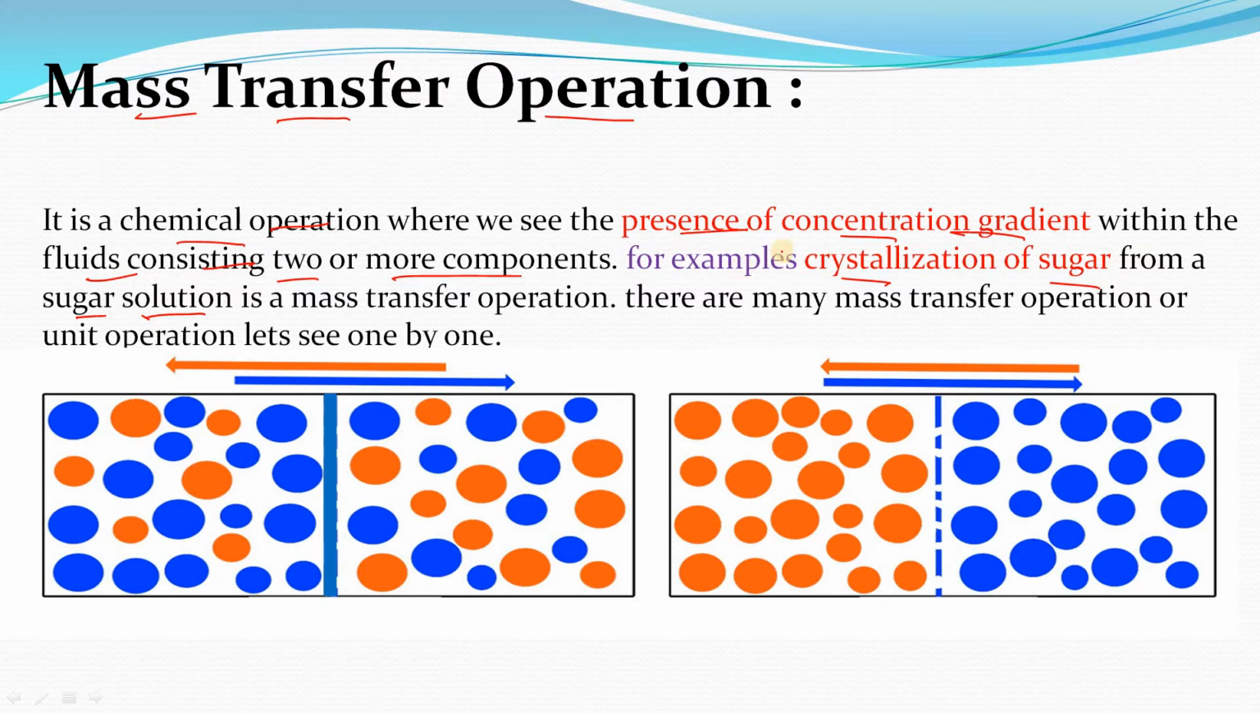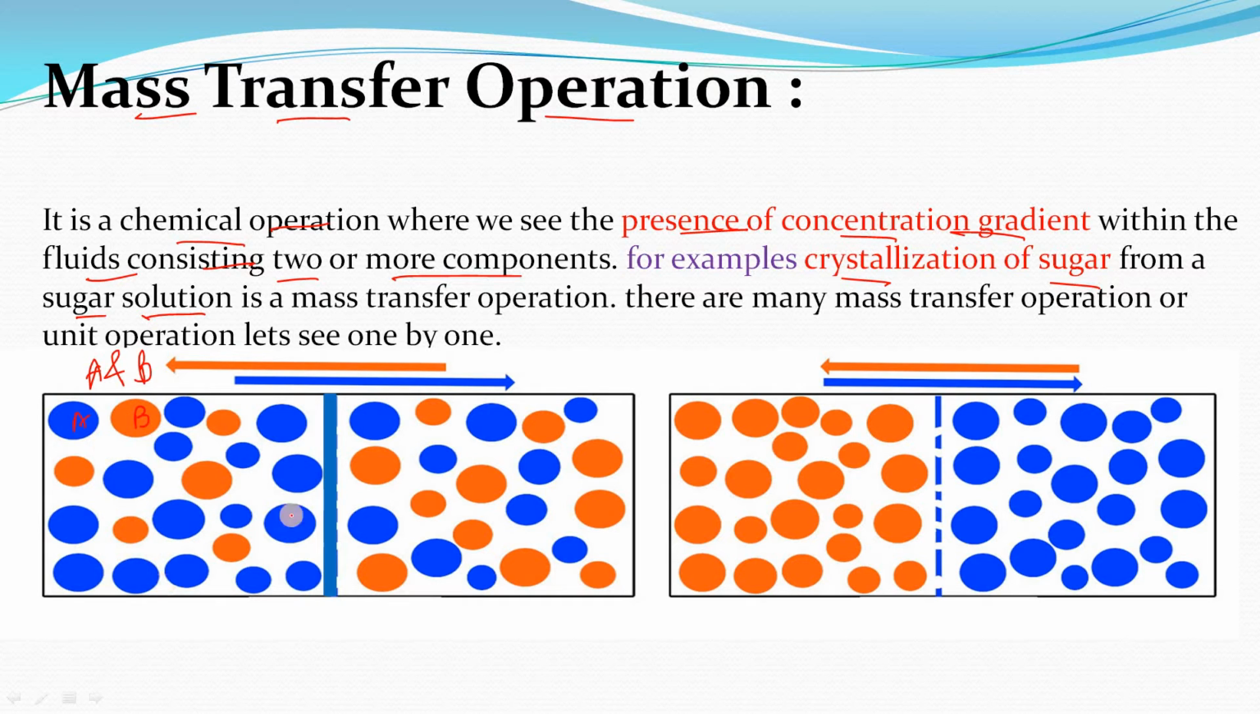Okay, the concentration gradient is a driving force for mass transfer operation, and if I talk about the true driving force, then we say chemical potential is the true driving force for mass transfer operation. So here you can see an example of mass transfer operation. Here is a mixture of gas A and B. Suppose this is A and this is B.